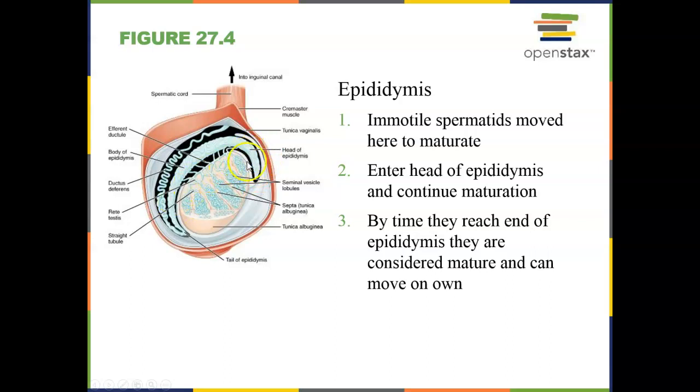So sperm move to the head of the epididymis, and they finish spermiogenesis. As they are finishing spermiogenesis, they're moving. So as we're producing more new spermatids, they move into the head, and sperm just keep moving and moving and moving. By the time they reach the tail of the epididymis, they're going to be mature. And so they can be released into the ductus deferens during ejaculation as mature sperm.